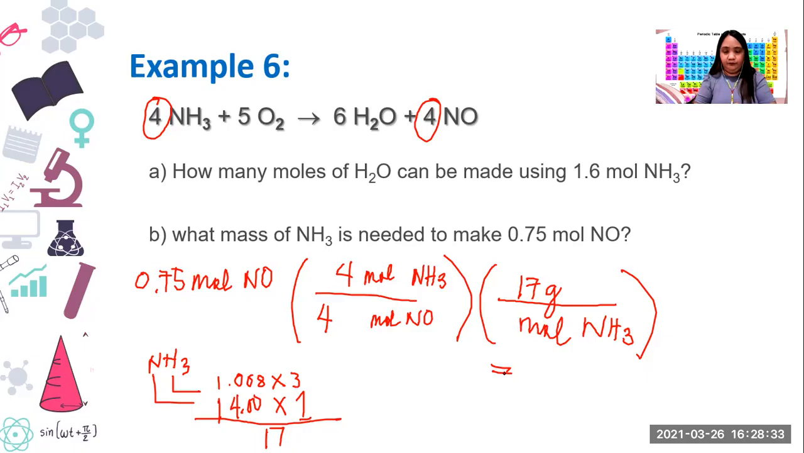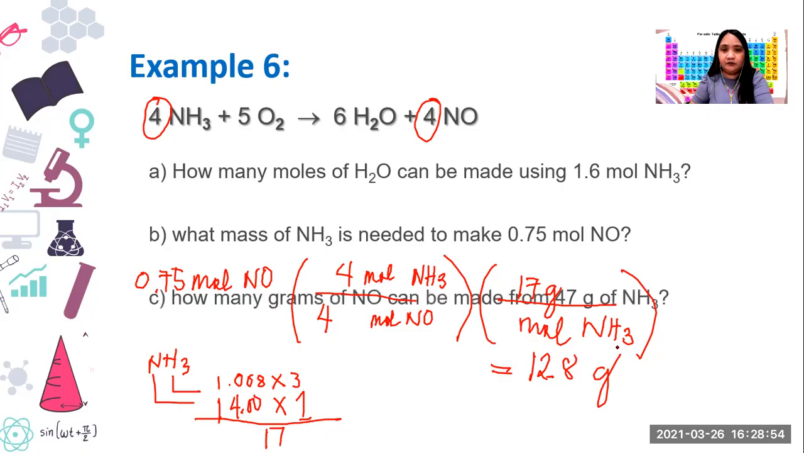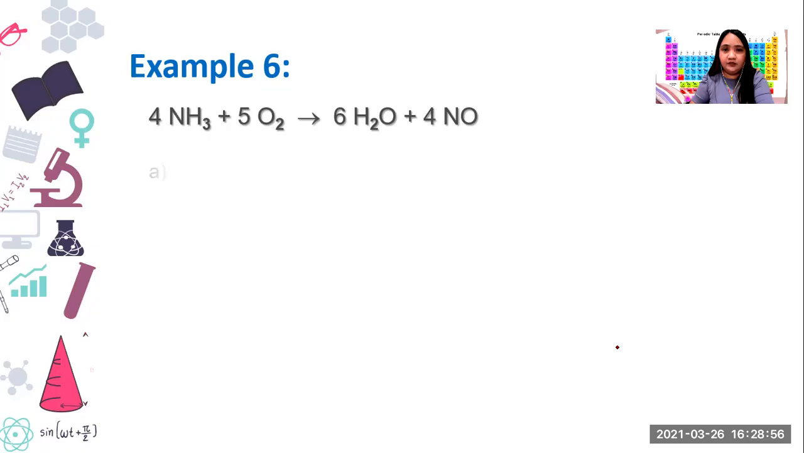So let's compute that. That's 0.75 times 17. That's more or less 12.8. So that's 12.8 grams of NH3. So that's how you solve it. What about the last question? Okay, let's go to this.